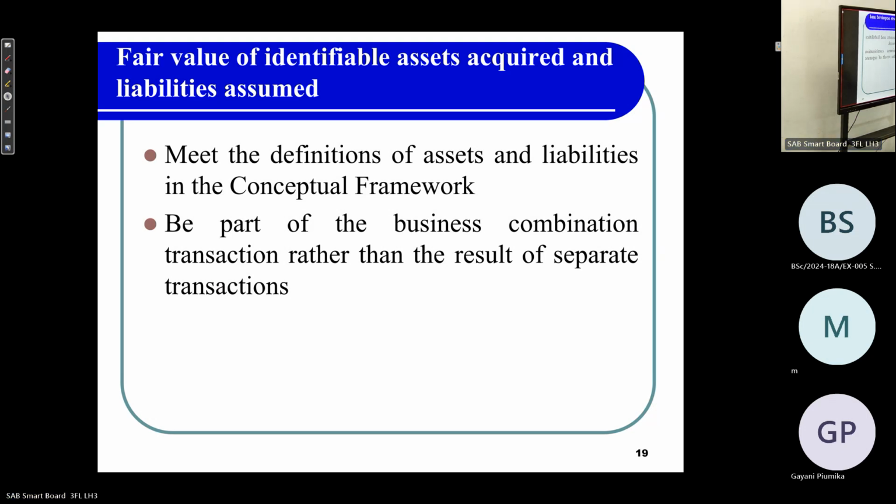Imagine the fair value of the brand name is 200 million. What's the double entry? Asset account debit. The asset is the brand name, unrecognized. Brand name debit.